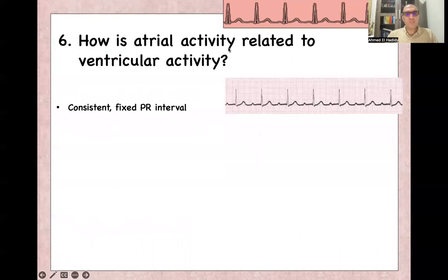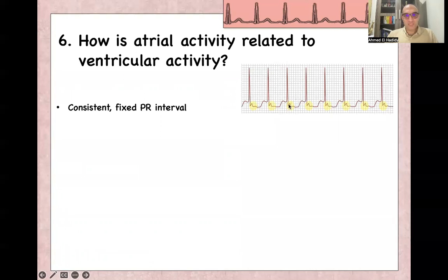Sixth question, how is the atrial activity related to ventricular activity? What is the relation between P wave and QRS? Like in this rhythm strip, you will see it's a fixed and constant relation. Each P wave is followed by QRS, and the PR interval, although it is prolonged, is fixed in all complexes and all beats. This is first degree heart block.